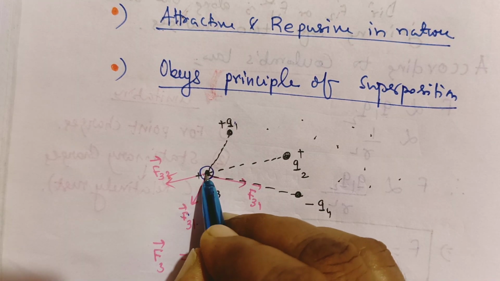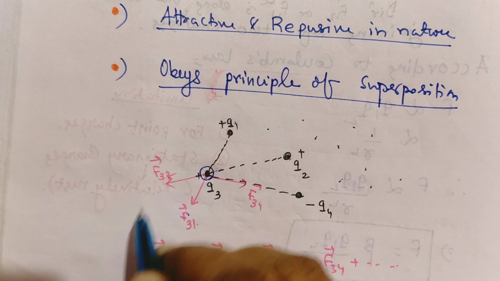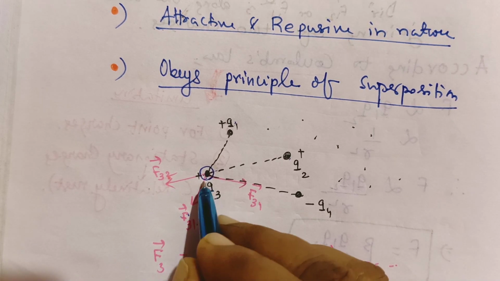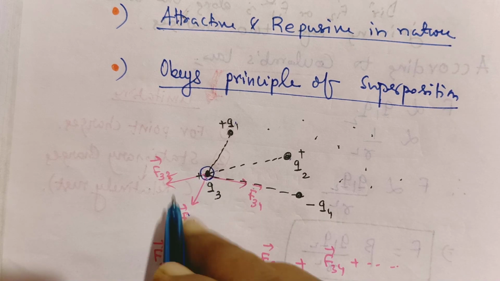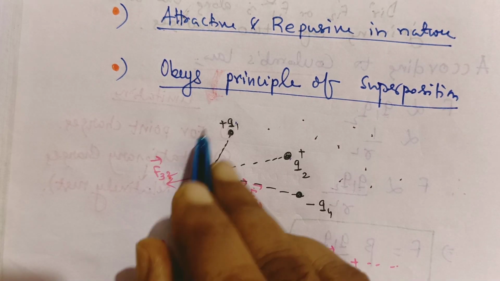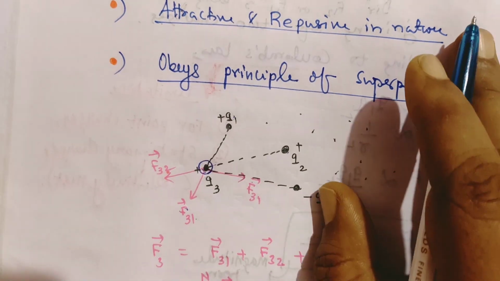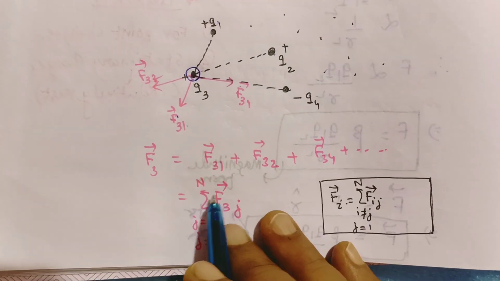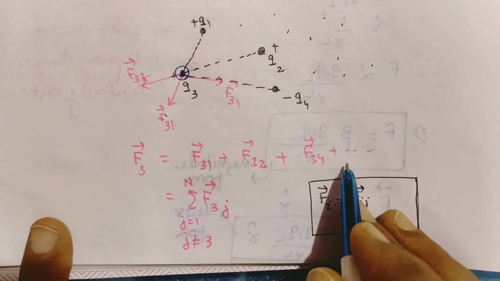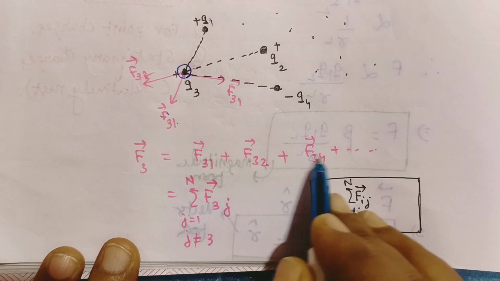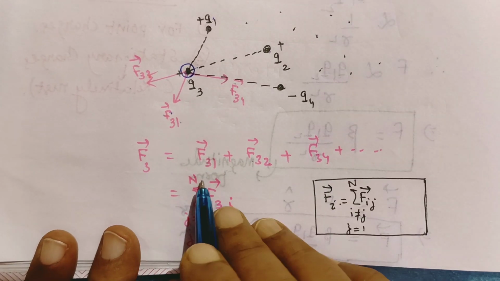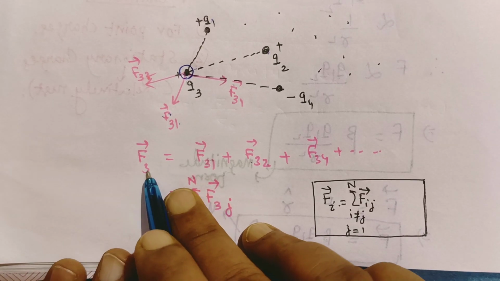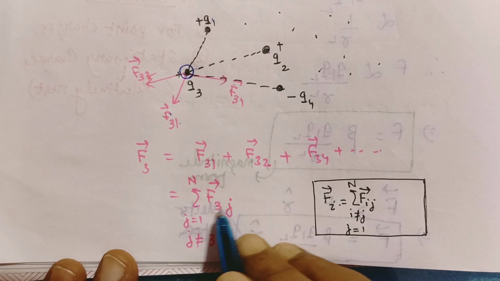Similarly, a force is acting on Q3 due to Q2 in this way, and a force is acting on Q3 due to Q4 in this way, attraction or repulsion. Just three forces you are seeing, but so many forces are there. If you calculate the resultant force, first write in vector notation: this is the vector sum of all these forces. I want to write this vector using a dummy index in a summation symbol.